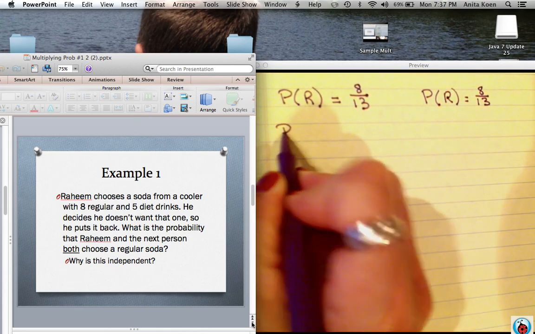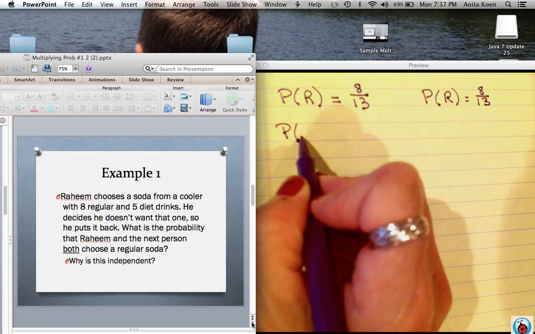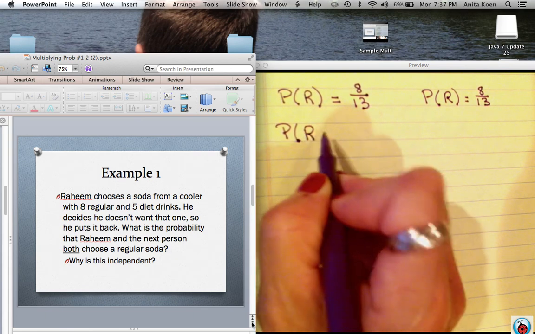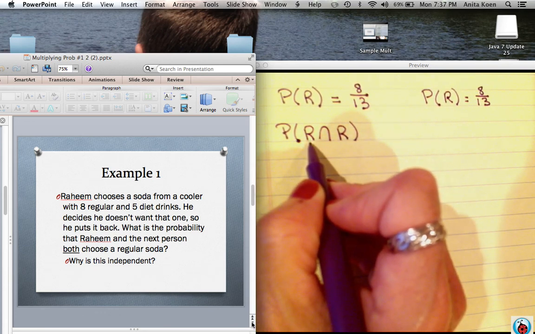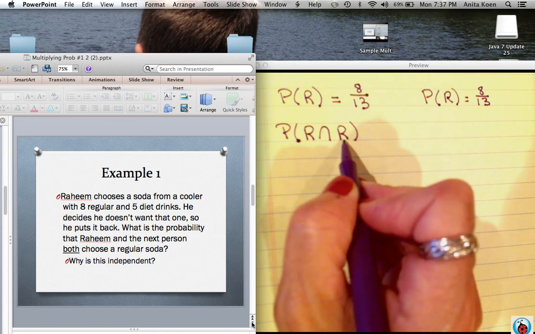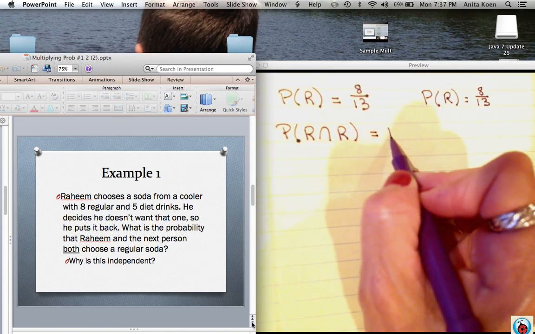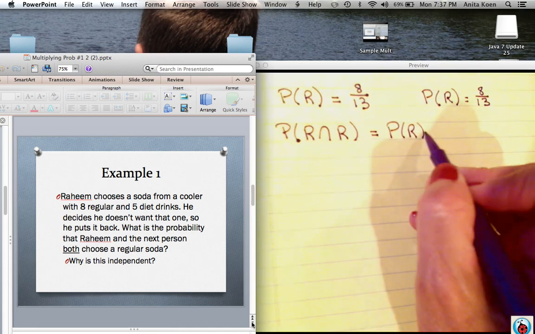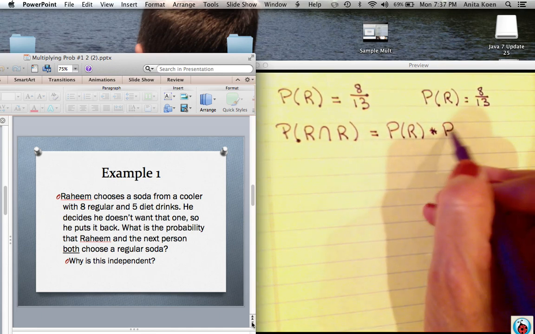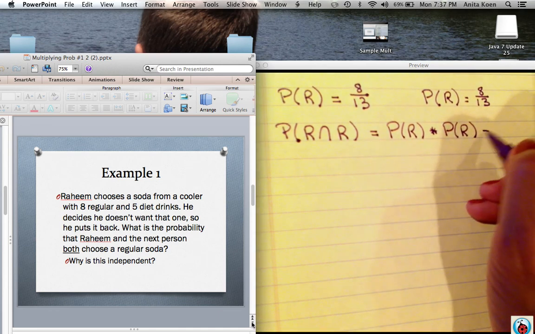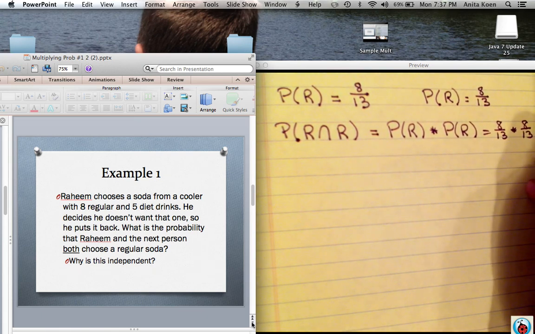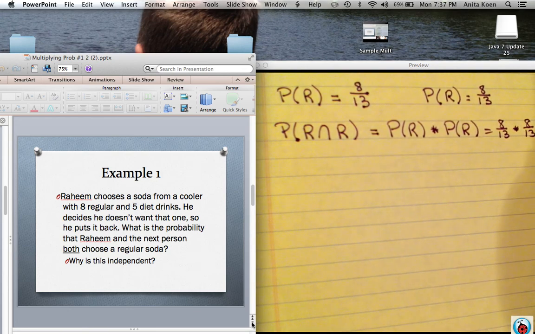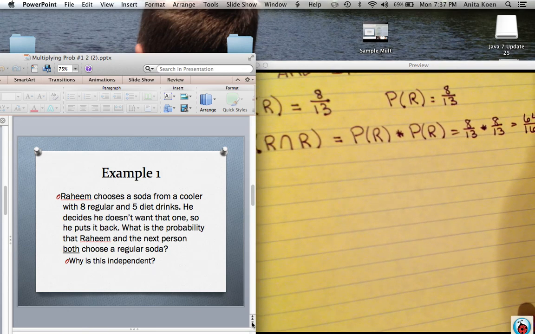Now, the multiplication rule tells us that we can find the probability of these compound events, of Rahim choosing a regular soda and the next person choosing a regular soda, simply by multiplying these two probabilities, because these are the probabilities of the simple events. So 8 over 13 times 8 over 13 is 64 over 169.